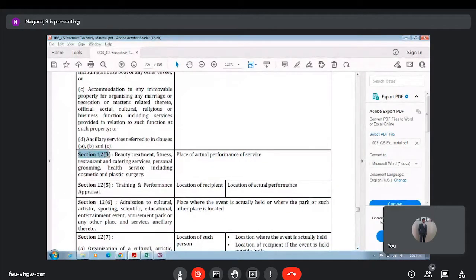12.4. Beauty treatment. Now we are discussing the place of supply of service, where the location of the supplier and the place of supply. So how do we calculate this? If the immovable property is in more than one state, what percentage value shall be taken as the place of supply? What's the value? That they will give.